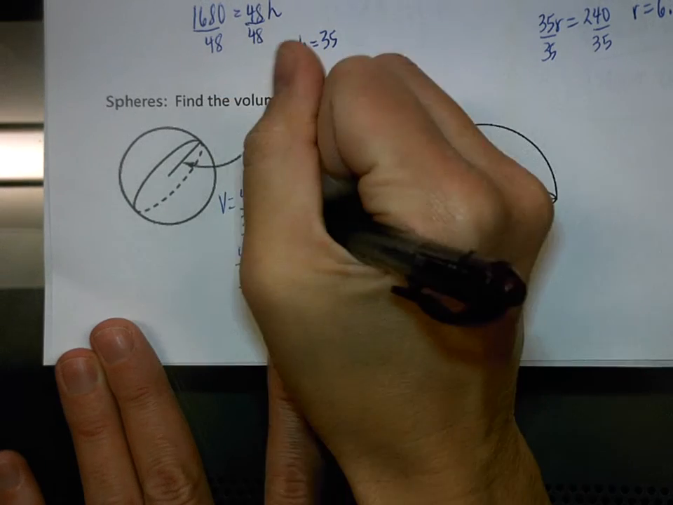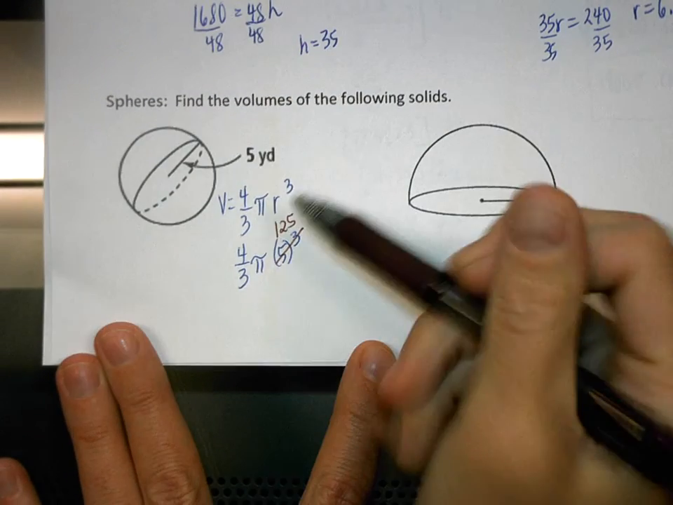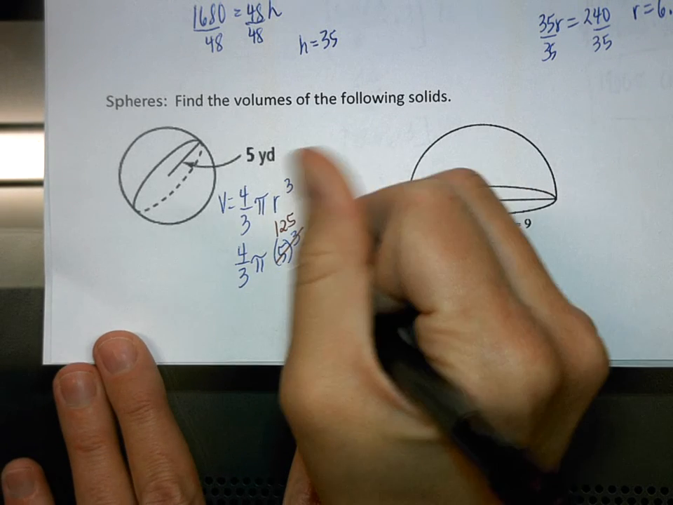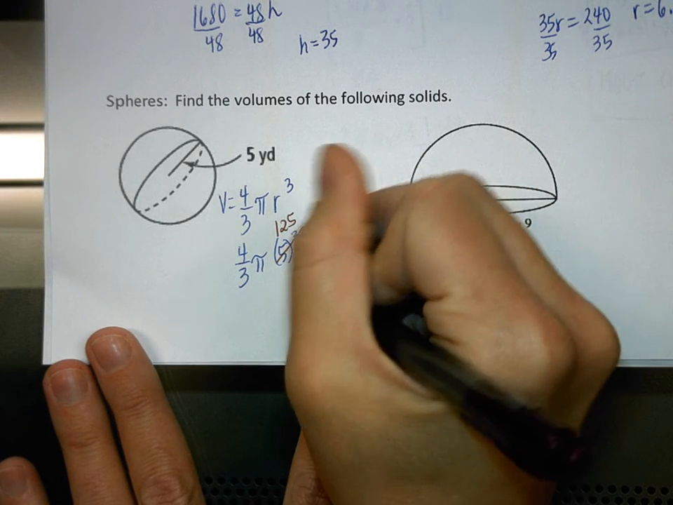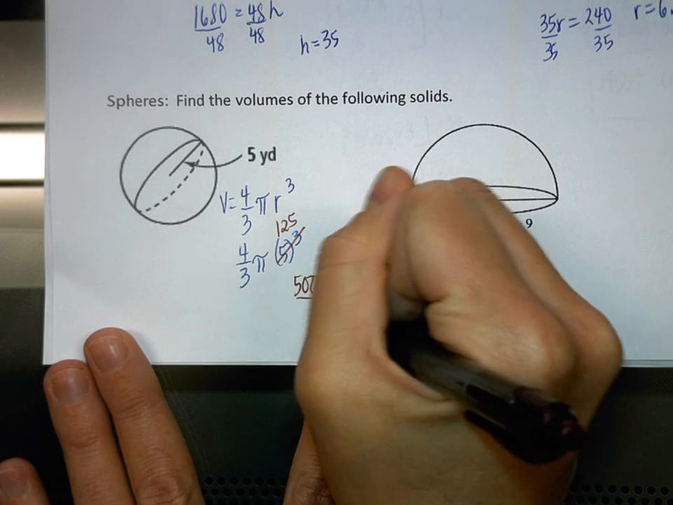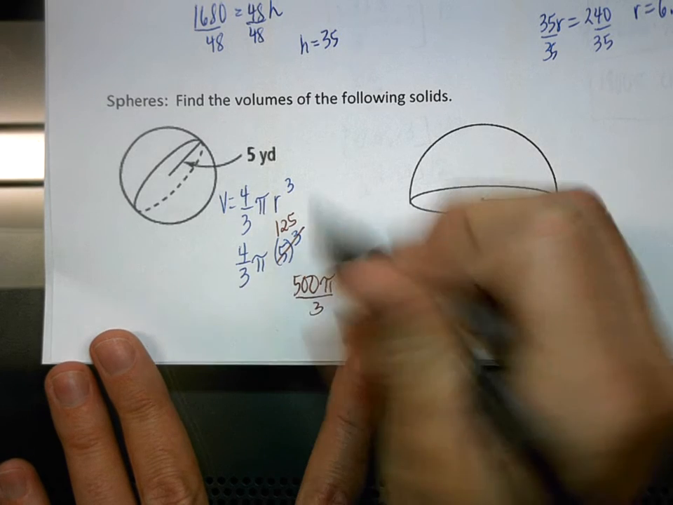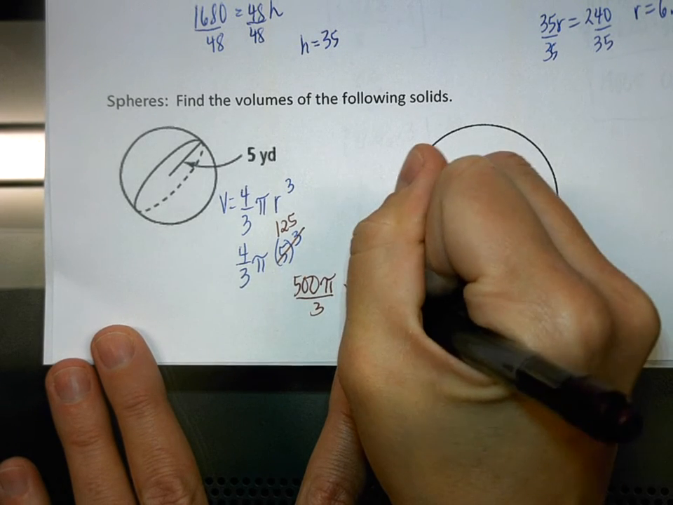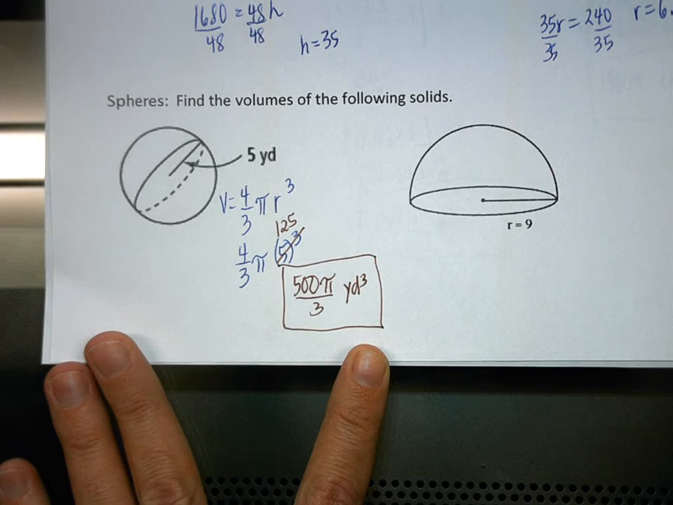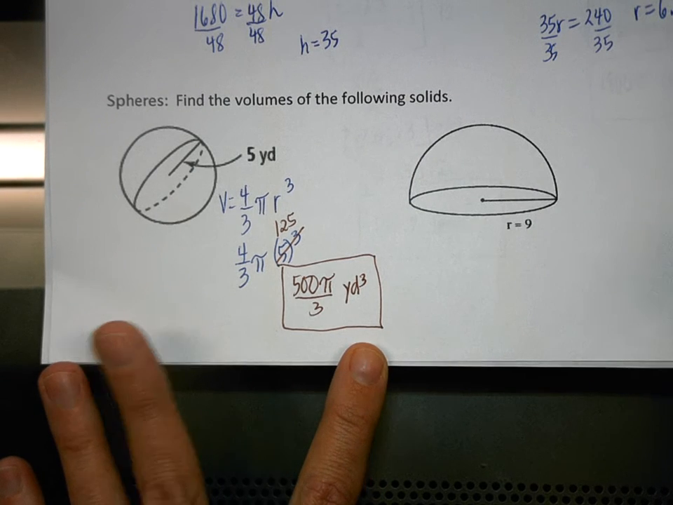Then I multiply my two top numbers together. 125 times 4 is 500, which is correct. So I have 500 pi over 3. If you wanted to divide this and reduce, you could, but it doesn't go in evenly. So I'm just going to leave it like that, and then we have yards cubed. Same thing on this other one, except for what?